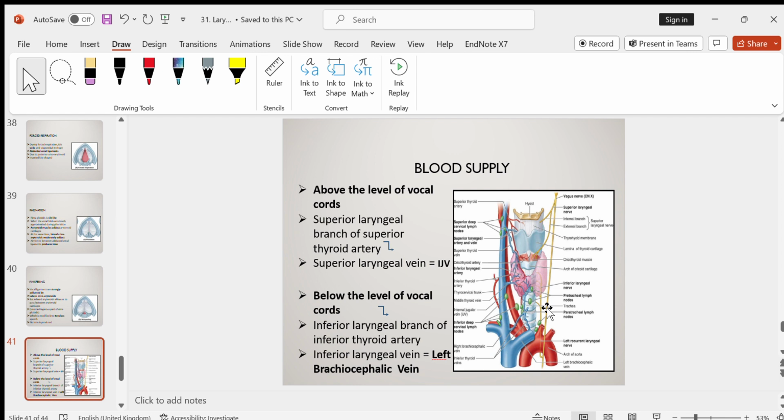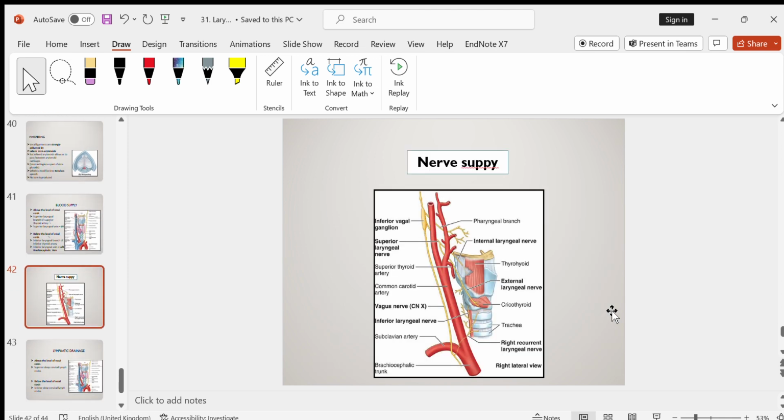Now we'll briefly discuss the blood supply of the larynx. It is very simple. Above the level of the vocal cords, the blood supply is by the superior laryngeal artery, which is a branch of the superior thyroid artery. And below the level of vocal cords, it is supplied by the inferior laryngeal artery, which is a branch of the inferior thyroid artery. Above the vocal cords, the venous blood is drained into the internal jugular vein, and below the level of the vocal cords, the blood is drained into the left brachiocephalic vein.